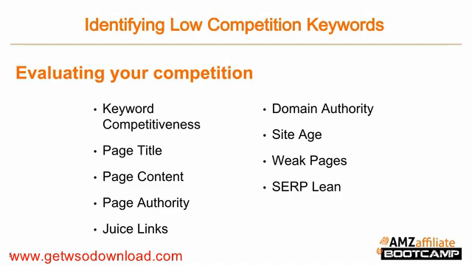When it comes to analyzing competition, the formula consists of evaluating your competition for 9 key metrics. And don't worry, we're going to be going through each one by one, but here's all 9 together. Number 1, keyword competitiveness. Number 2, page title. 3, page content. 4, page authority. 5, juicy links. 6, domain authority. 7, site age. 8, weak pages. And 9, SERP lean. Again, we're going to be going through each one by one, so don't worry if some of these are unfamiliar to you. We'll be going through them now and also giving you a specific criteria for each.